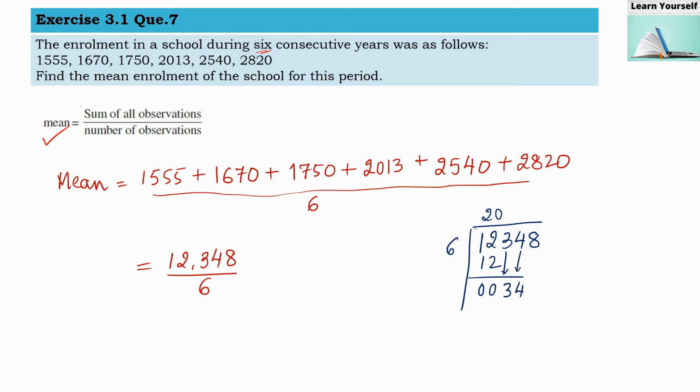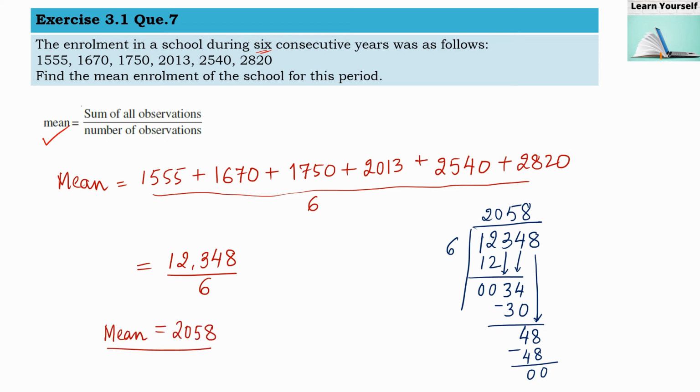It is 34. 6 6s are 36, so we can take 5. 6 5s are 30. Then we will get 4. Again we are going to take down this 8. So 6 8s are 48. So here we will get 0 and our answer is 2058. So this is going to be our answer.